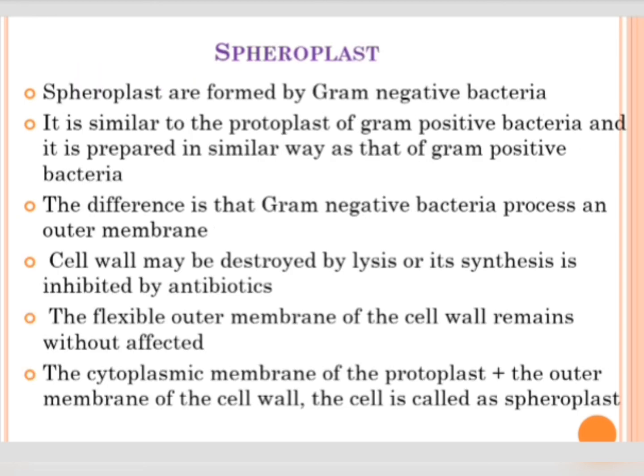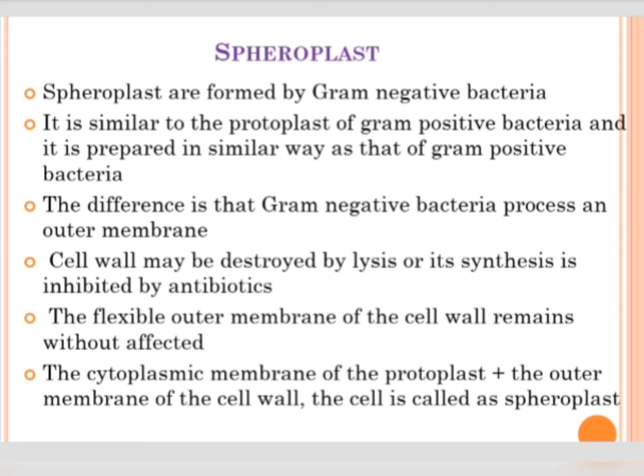Next is spiroplast. Spiroplasts are protoplasts themselves, but they are prepared from gram-negative bacteria. So spiroplasts are formed from gram-negative bacteria, and they are prepared in a similar way to that of gram-positive bacteria. But the peculiarity is that we know gram-negative bacteria possess an additional outer membrane. So the cell wall can be destroyed by treatment with enzymes or with antibiotics, but the outer membrane is flexible and it will remain without any change. So the cytoplasmic membrane and the cell components along with the outer membrane form the spiroplast.